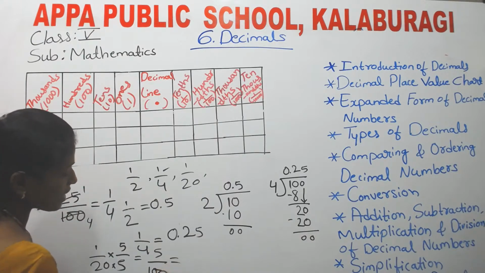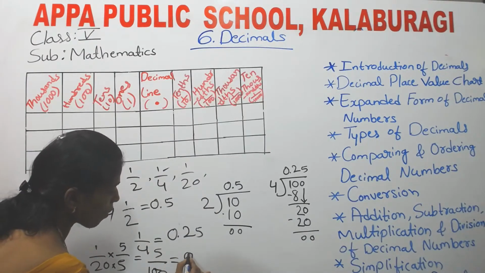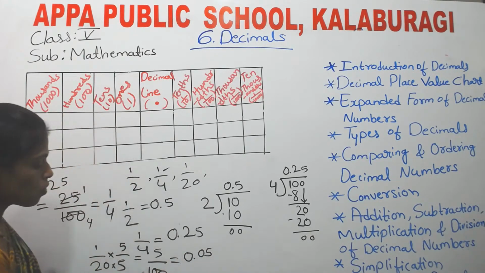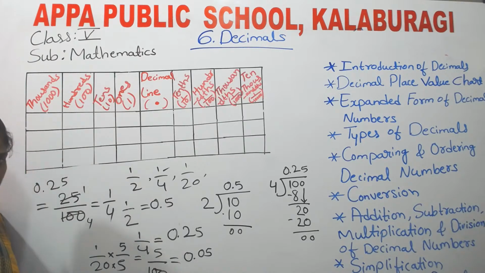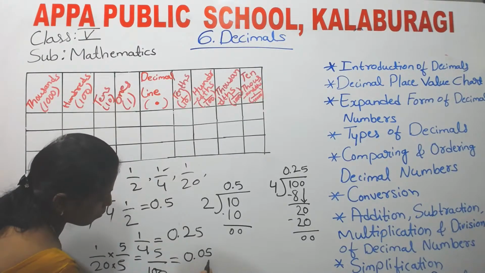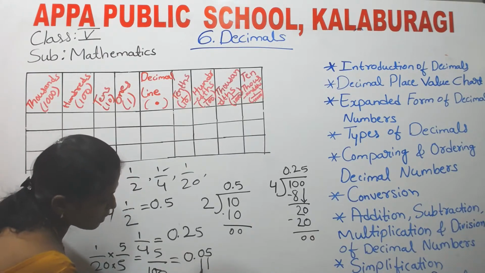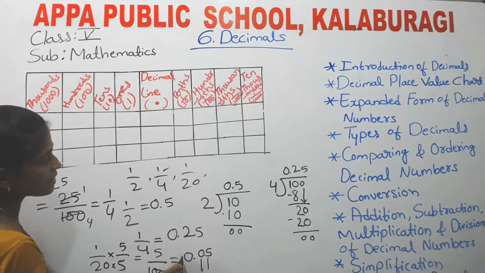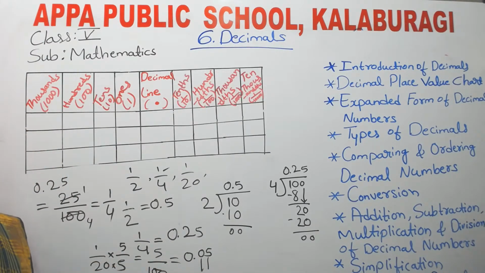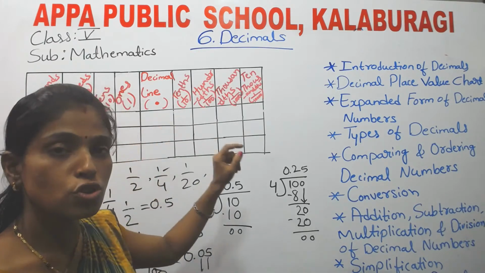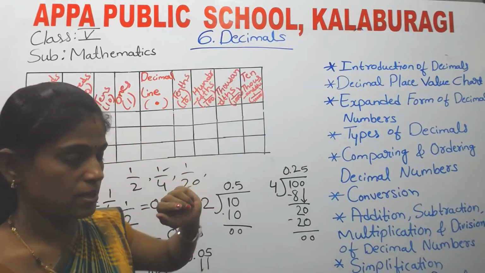Now writing this in decimal form, it is 0.05. How? Here the denominator is 100. That is why after the decimal point you have to put 2 digits. This is the tens place and this is the hundreds place. After the decimal point, this is the ones place. Here a fraction changes to decimal form and decimal numbers also change to fractional form. Today I am going to explain the new chapter, the sixth one, decimals.